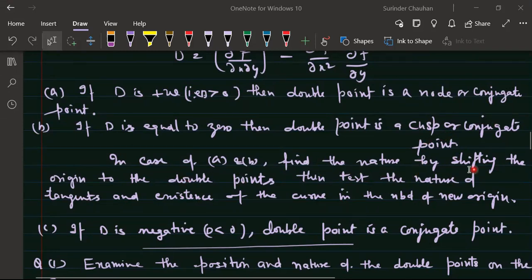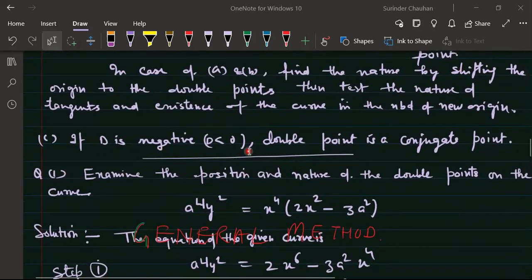Find the nature by shifting the origin to the double point. Now we have to shift the origin of the given equation to the double point. Then test the nature of the tangent and axis of the curve in the neighborhood. That will decide whether it is a node, conjugate point or cusp. But if d comes out to be less than 0, negative, that point is a conjugate point. Straight away, if d is less than 0, then it's a conjugate point.